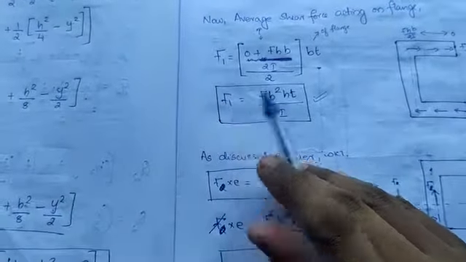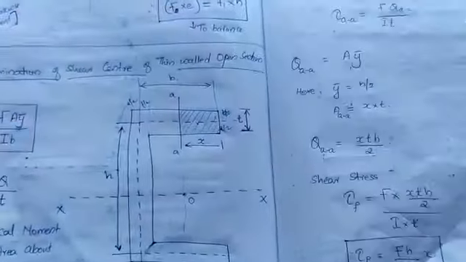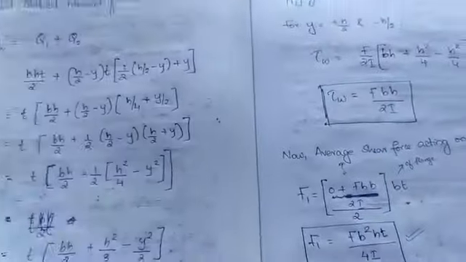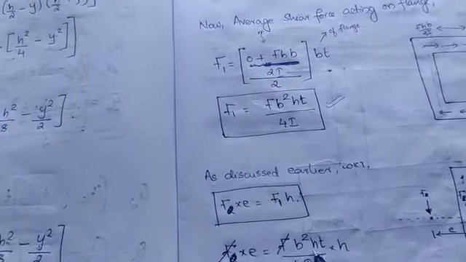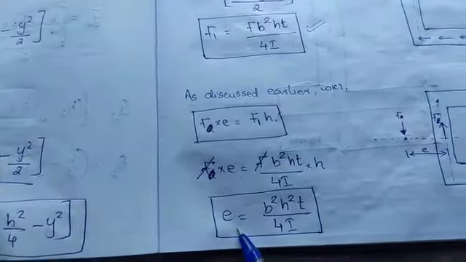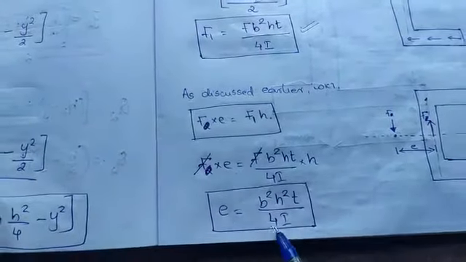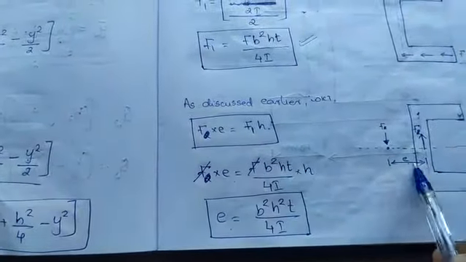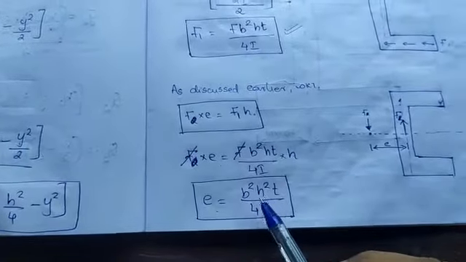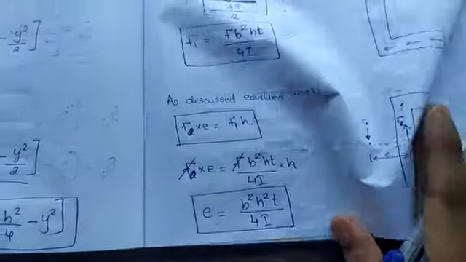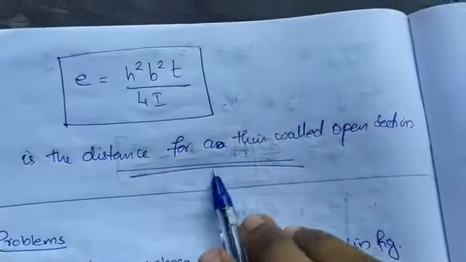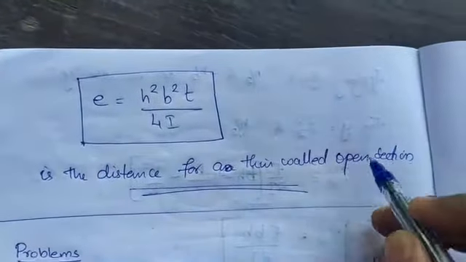Now what you need to do is substitute this condition: F into E is equal to F1 into H. So F into E is equal to F1, this one, into H. So the value of E is given as B square H square T by 4I. This distance E, that is the eccentricity, is given as E equals B square H square T by 4I. So H square B square T by 4I is the distance for a thin walled open section.